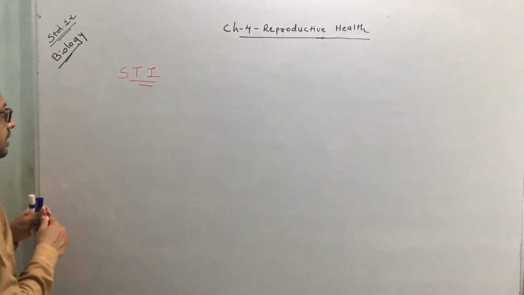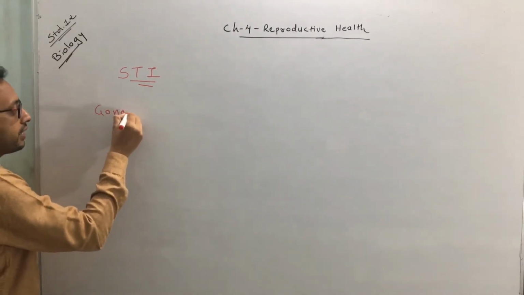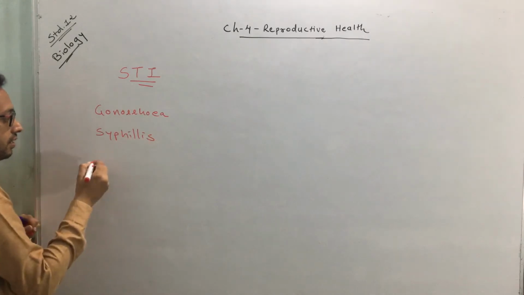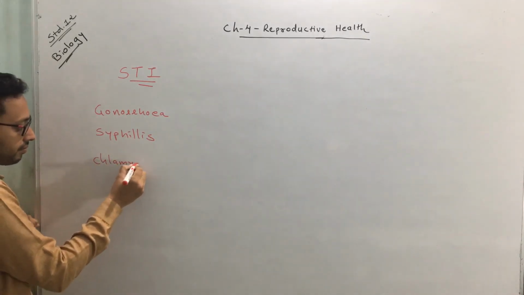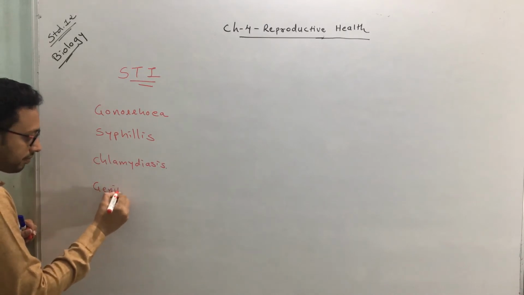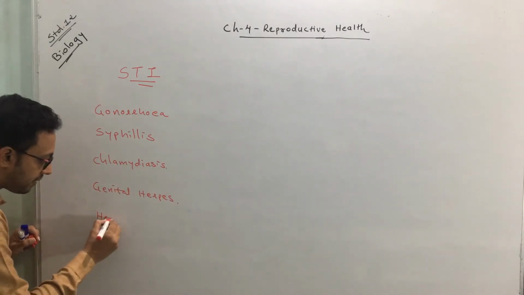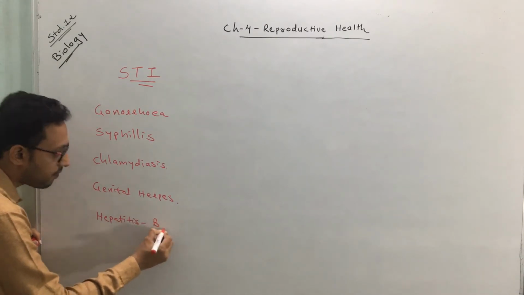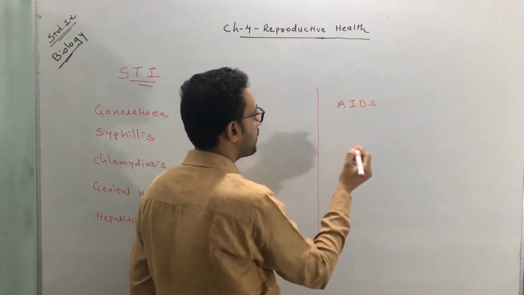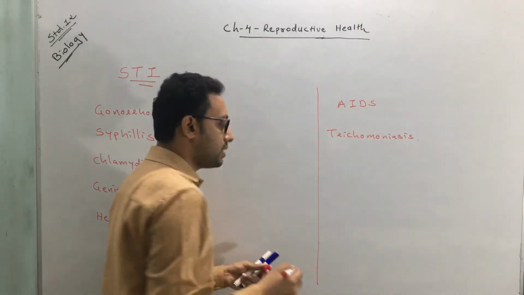So, start. First disease. I'll first list out the names so you can easily remember. You know which are the sexually transmitted infections. First is gonorrhea. Second one is syphilis. Third one is chlamydiasis. Next is genital herpes. Next one is hepatitis B. Next one is AIDS. Next is trichomoniasis. So these are a few examples.